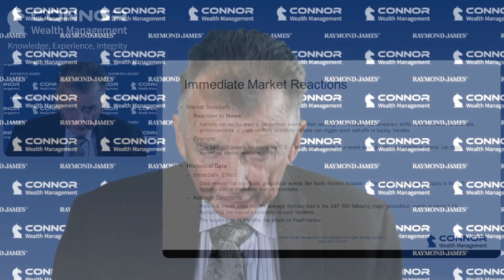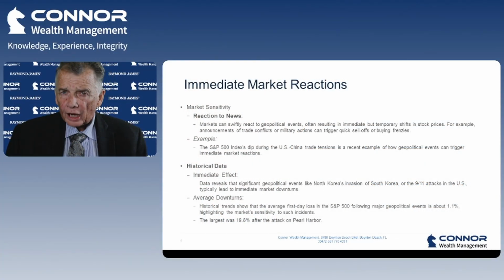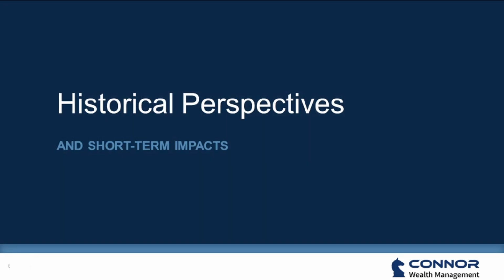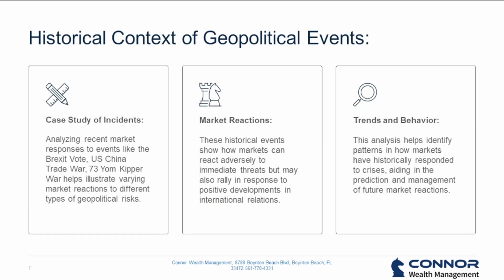So let's take a look back here. Every time you see some of these events, there's an immediate market reaction. And that immediate reaction to the news usually is a sell-off, is panic. Why? Uncertainty. We don't know what's going to happen, and we don't know what we don't know. So let's take those immediate examples and look at some historical data and see what happened after the first couple of days, our historical perspectives.